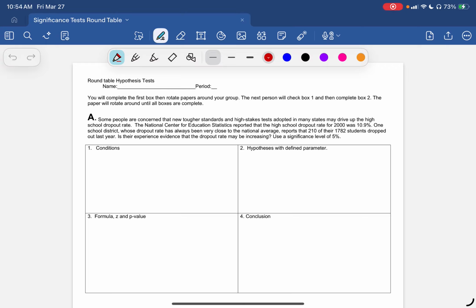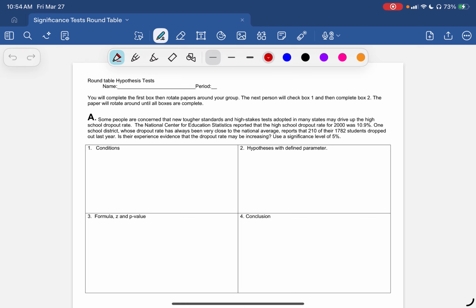This is the review we did the day before the test, but I wanted to use this. I'm going to go through them kind of quickly, but what's really important here, what you should get out of this, is I'm going to show you how to use Desmos and a TI-84 to help you navigate some of these problems.